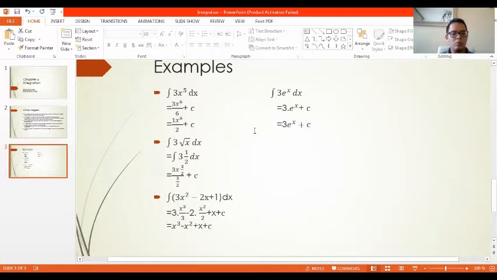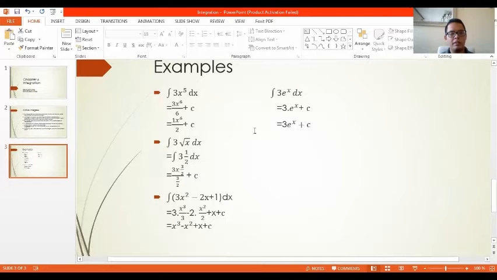Next is the integral of (3x to the 2nd power minus 2x plus 1) dx equals 3 times x to the 3rd power over 3 minus 2 times x to the 2nd power over 2 plus x plus c, equals x to the 3rd power minus x to the 2nd power plus x plus c.